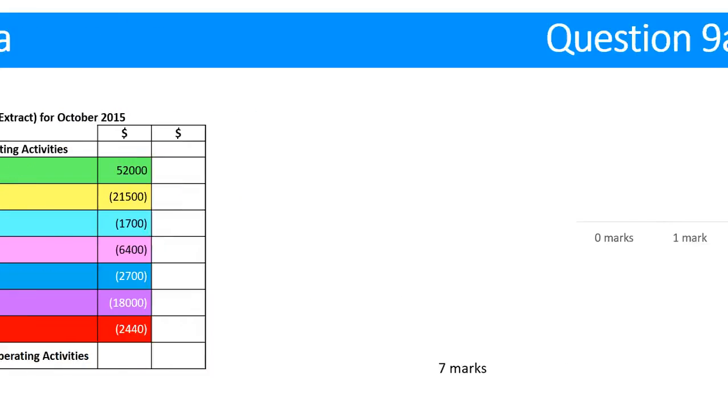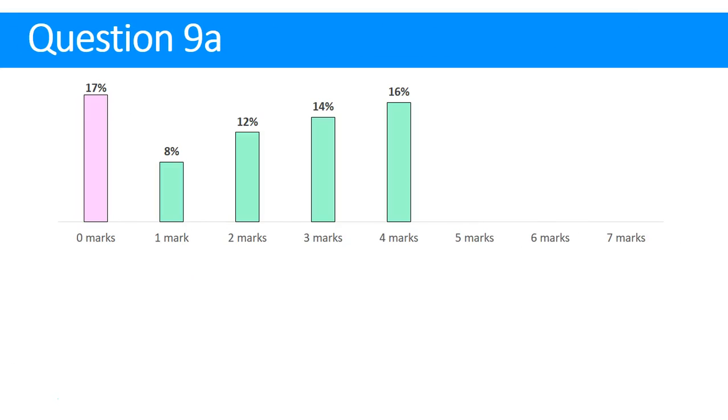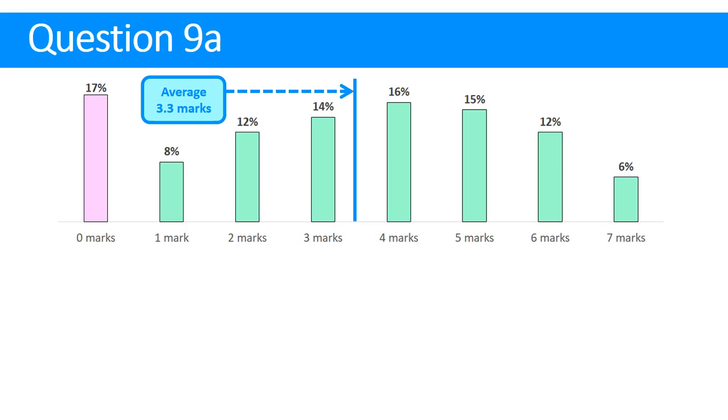Prepaid rent, $6,400, was 1 mark, 1 mark for interest paid, 1 mark for stock purchased, and 1 mark for GST paid. Looking at the mark breakdown here, we can see pretty well done, 16% of kids got 4. But at the top end, it was very difficult for kids to get the full 7 out of 7. There are some tricky items in there related to the interest and also the prepaid rent item, and only 6% of students were able to get 7 out of 7.